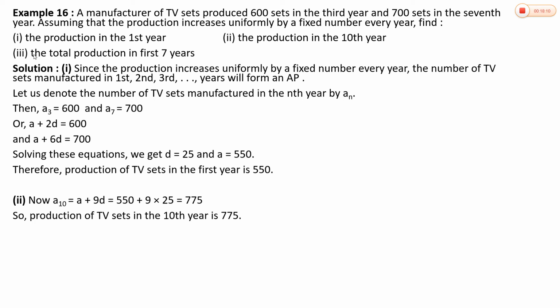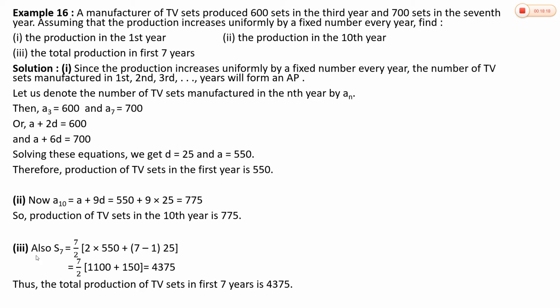And the third question is the total production in the first 7 years. That means you have to find the sum. You have to use the Sn formula here. So S7 is equal to 7 by 2 into 2 into a, which is 550, plus n is 7 minus 1 into d is 25. If you simplify this, you will get S7 as 4375. That means the total production of TV sets in the first 7 years is 4375. This is the solution.